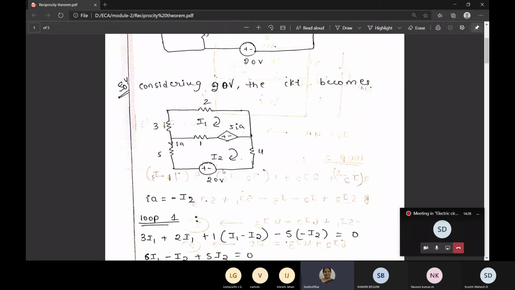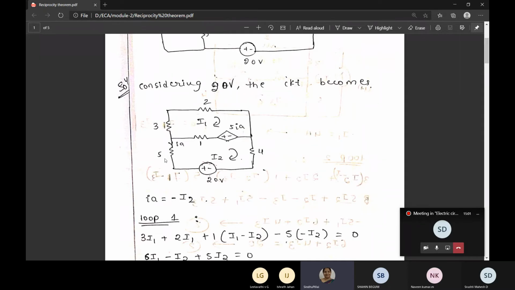When considering 20 volts, just write the loop equations for both loops. One more thing: what will you do with this 5IA, the current dependent voltage source? The current depends on this branch. So instead of IA, what should you write? Instead of IA, you should write minus I2. Wherever you have IA, substitute minus I2. It is only depending on the current, so you have to just write the current in that branch.